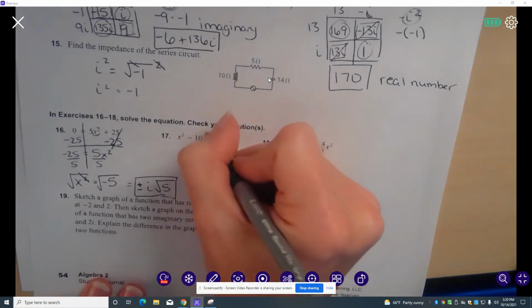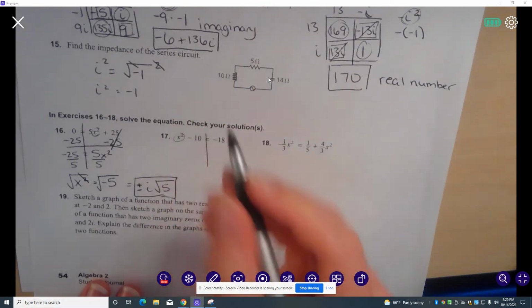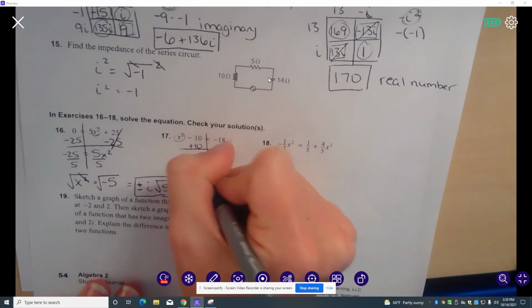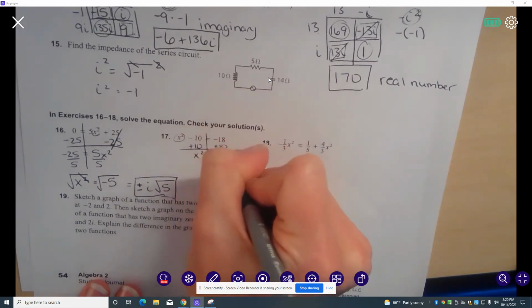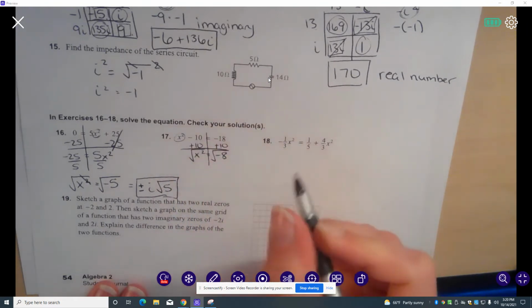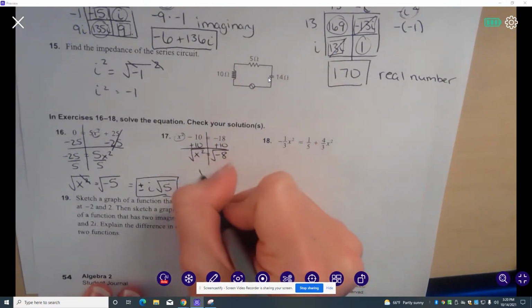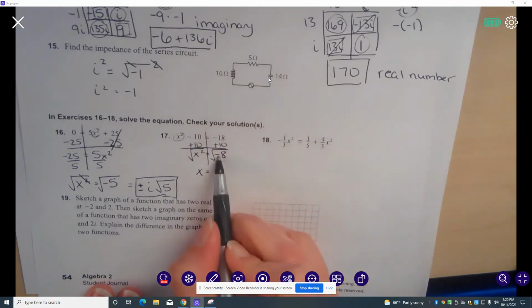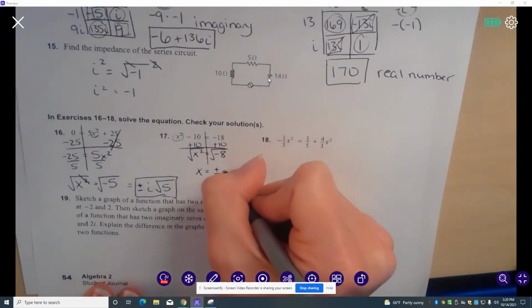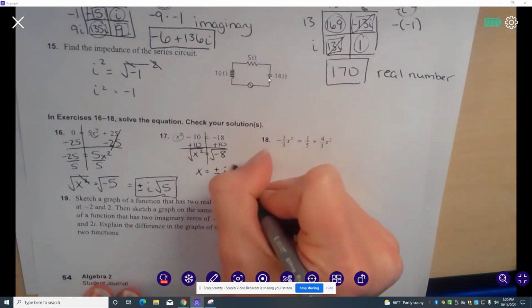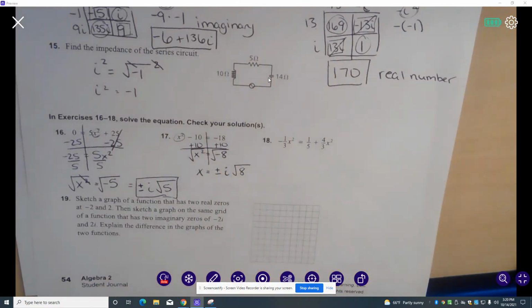All right, number 17, I'm going to get the x squared term by itself. So I'm going to add 10 to both sides. I get x squared is equal to negative 8. I'll take the square root of both sides. So x is equal to plus or minus. Remember, we're going to take that negative out, right? The square root of negative 1 is i. And I'm left with the square root of 8.